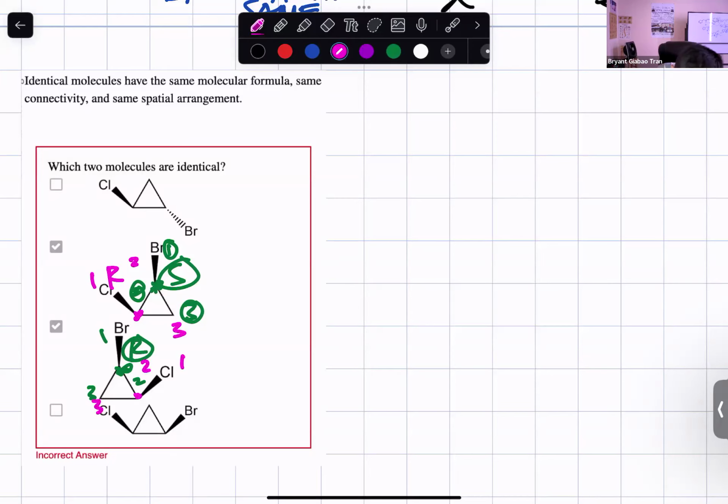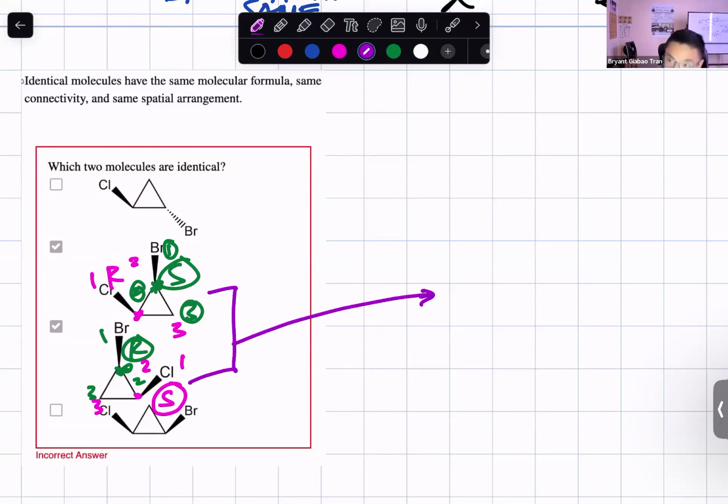This is going to be S, right? Which is different than R, right? So they are not the same: the green chiral center here is flipped, and the pink chiral center here is also flipped. So if all chiral centers change, what would these two be to each other? They would be enantiomers to each other.